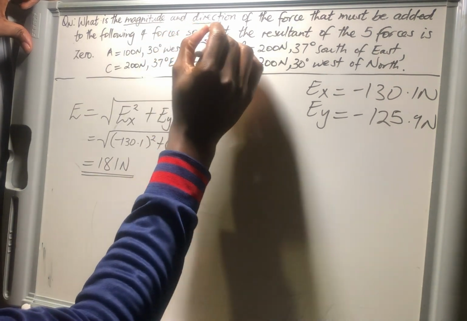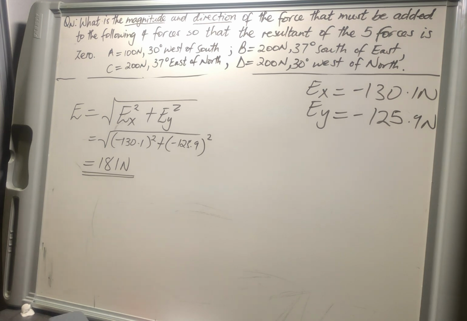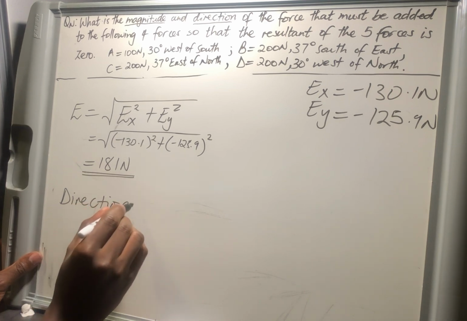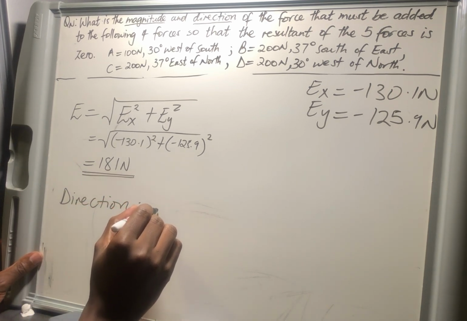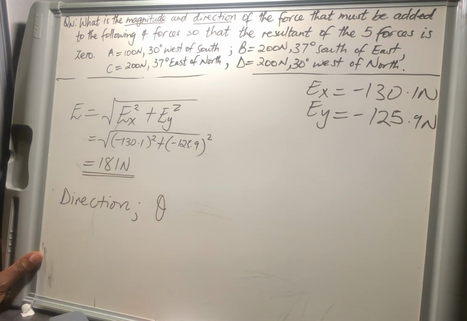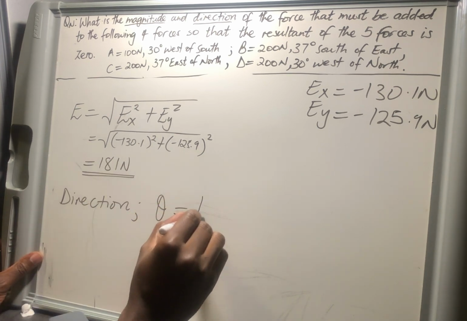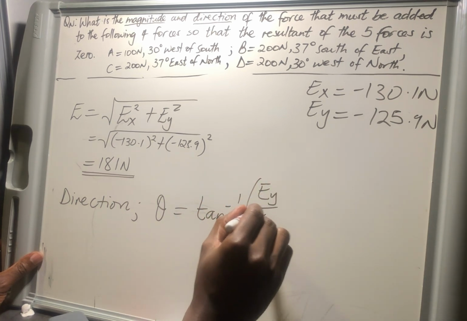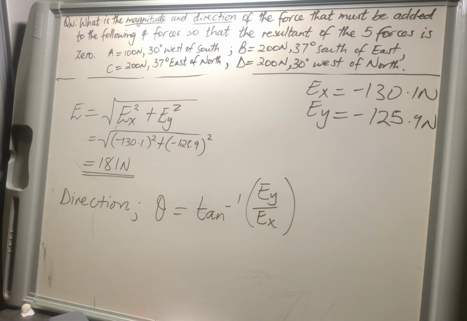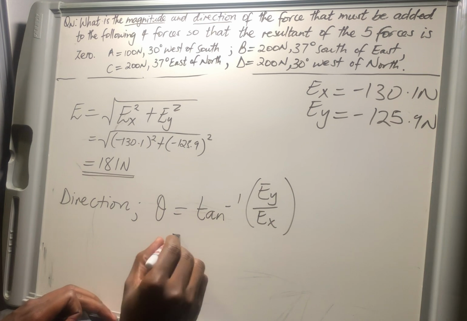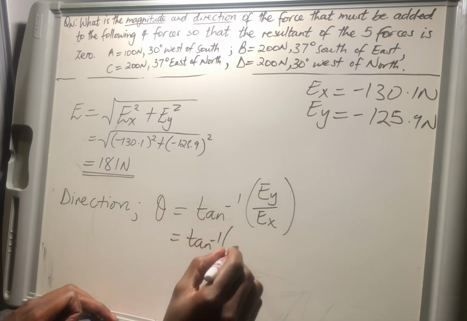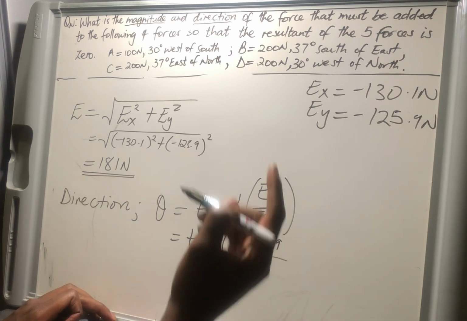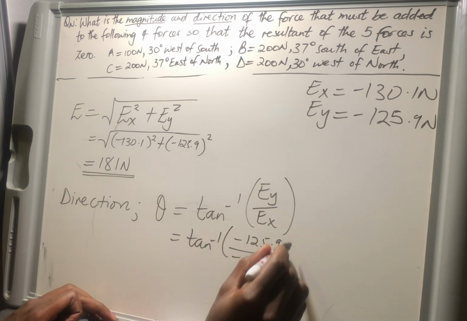Now you need the second part, the direction. Direction is given by an angle, which is a tan inverse of Ey over Ex. This is how you find your direction. So if we are to plug in the details here, you have tan inverse of your Ey, that's negative 125.9, divided by your Ex, that's negative 130.1, like this.